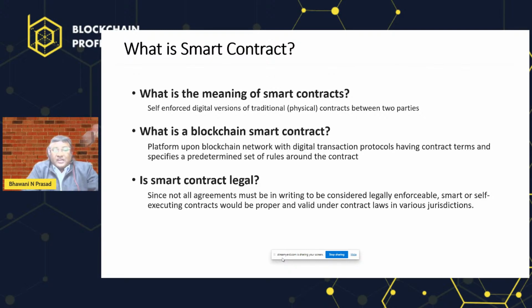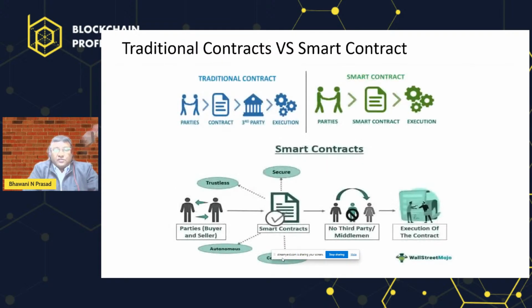So a blockchain smart contract is totally digital, transaction-protocol based. Is a smart contract legal? Yes. In most countries or regions it is legal, since not all agreements must be in writing to be considered legally enforceable. Smart or self-executing contracts would be proper and valid under contract laws in various jurisdictions.